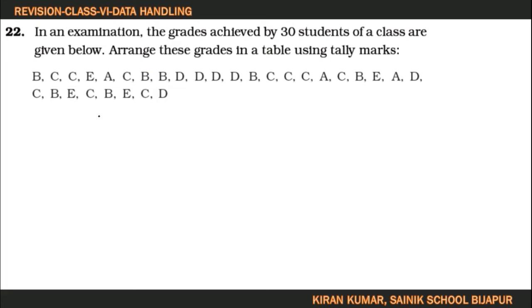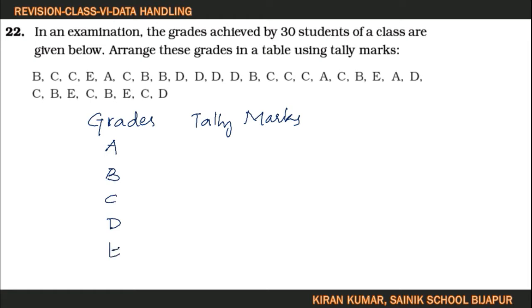Here we require two columns. One is the grades, another one is tally mark. The grades are A, B, C, D and E. The respective tally marks, I need to find it out. Whenever we do that, we go in a sequence. Once I count the letter A, I'll strike it off and I'll mark one line representing that particular letter.